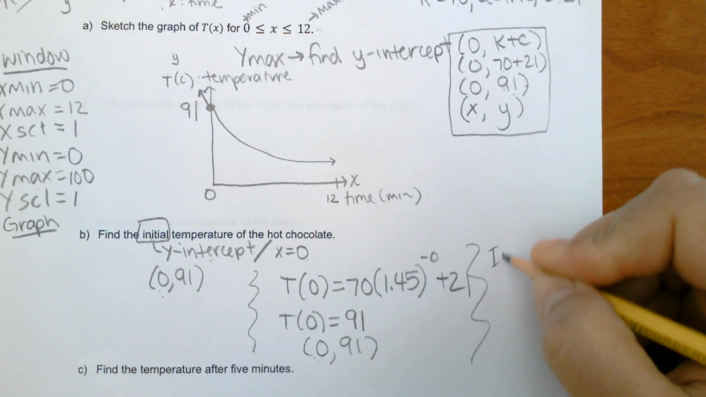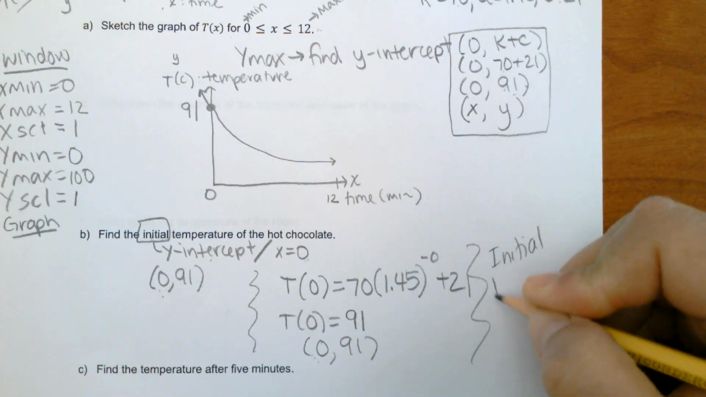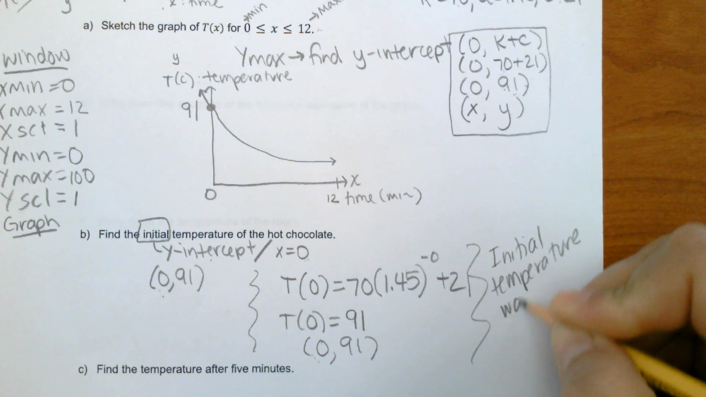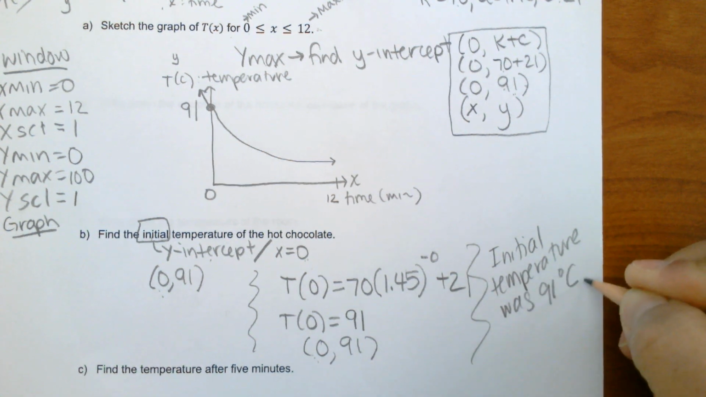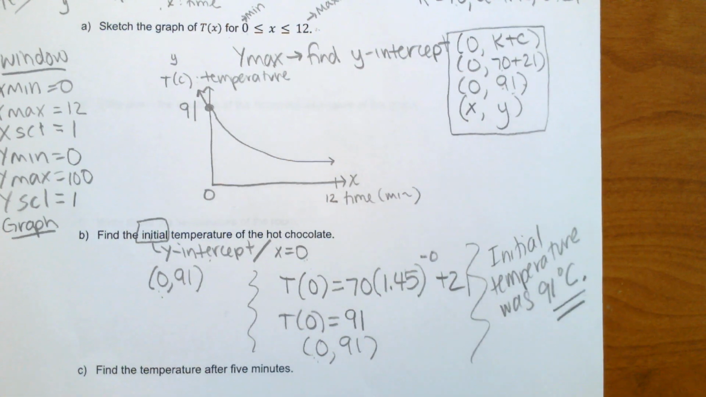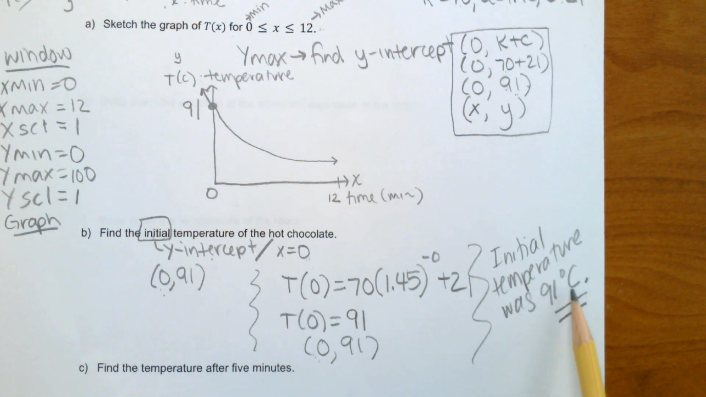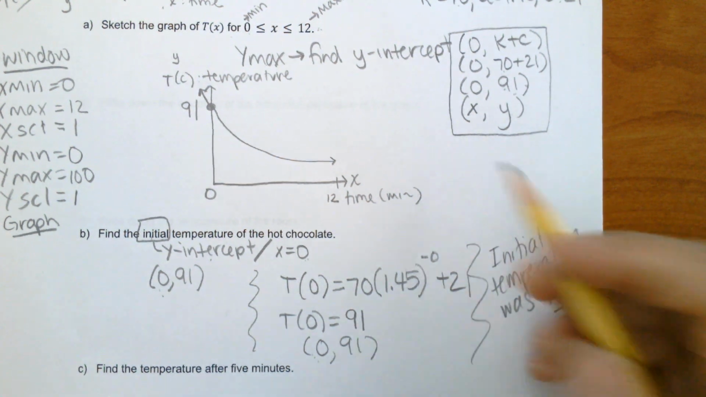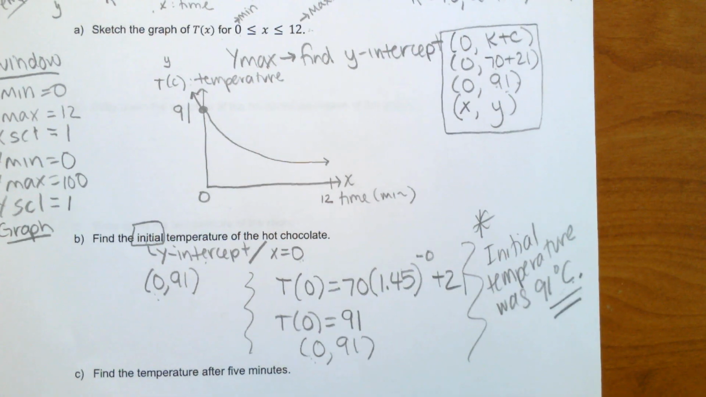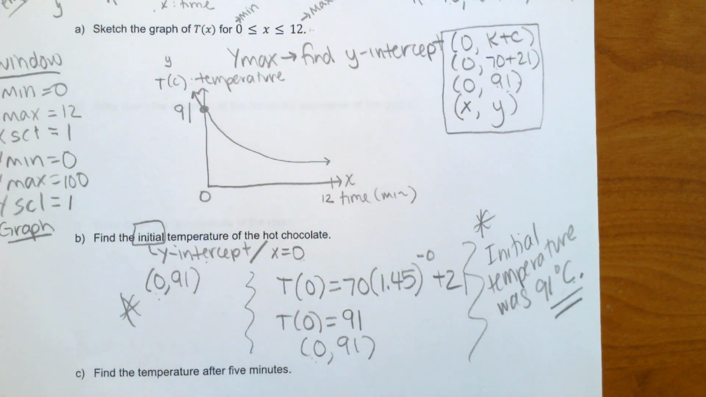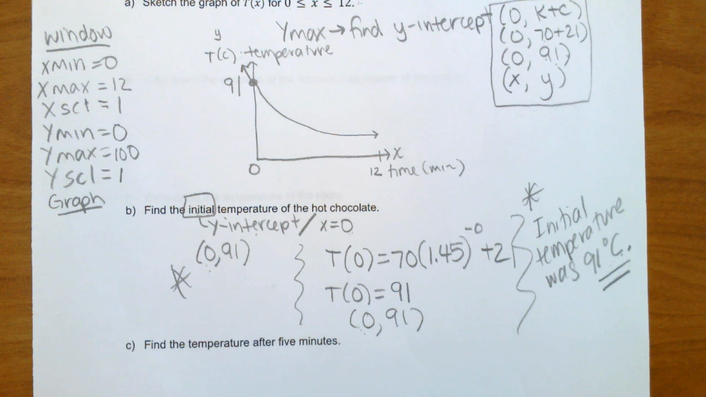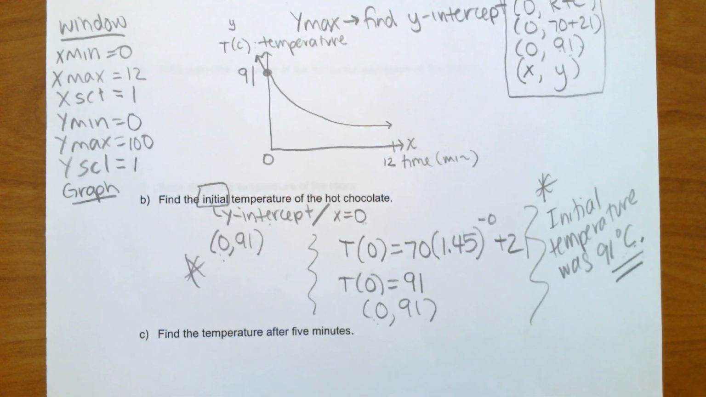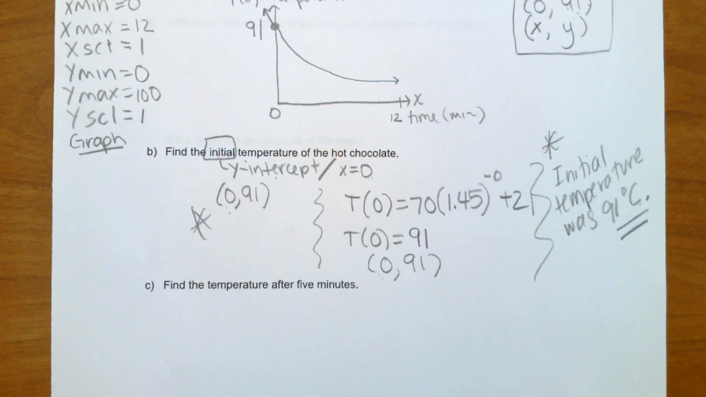Initial temperature was 91 degrees Celsius. And this matters because it tells me that you're understanding what the problem is about and that we're using degrees Celsius. So this is important to write your complete sentence, and it's important to write it as a point so that I know you know, hey, I'm looking for the y-intercept. This is what it represents. Part of communication. Okay, what do we have to do next?